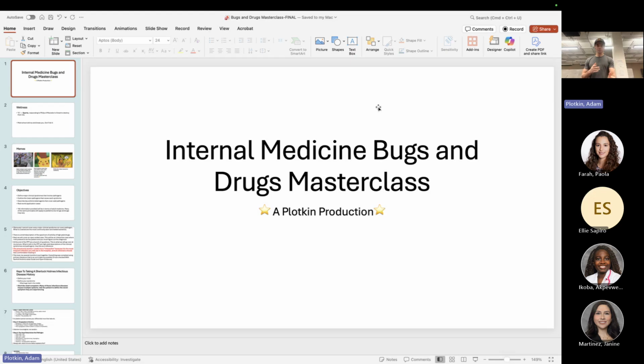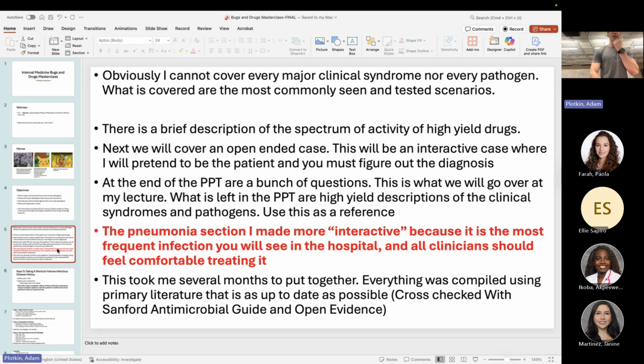And then the first couple slides are really going to be how do you think through an infectious disease workup? Because there's very specific things that you need to consider when you're working up a patient for any kind of infectious syndrome. And the big things that a lot of people miss are really hammering in on your travel history.